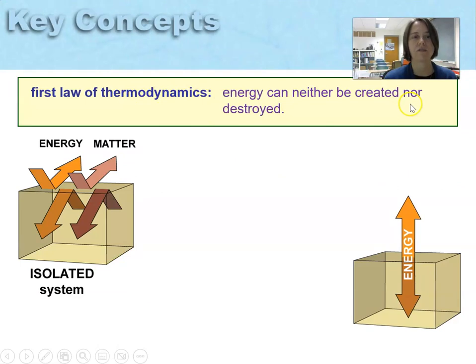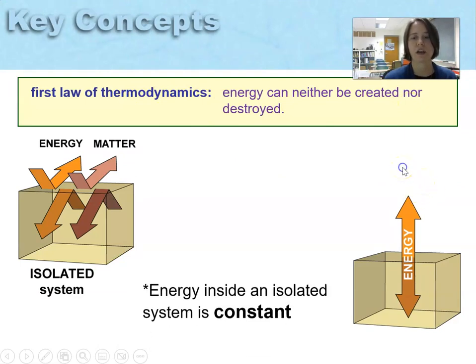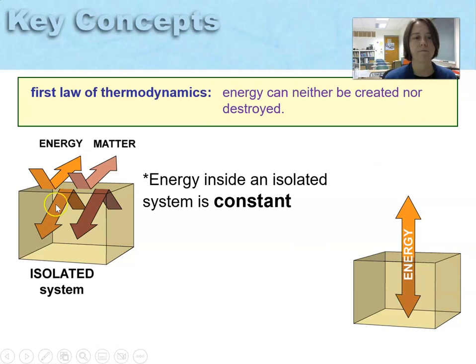Okay, so again, first law of thermodynamics, energy can neither be created nor destroyed. And we're looking at an isolated system. So please write this down. The energy inside of an isolated system is constant. So no energy can get out, no matter can get out. So we know that energy has to stay constant. So please write that down.